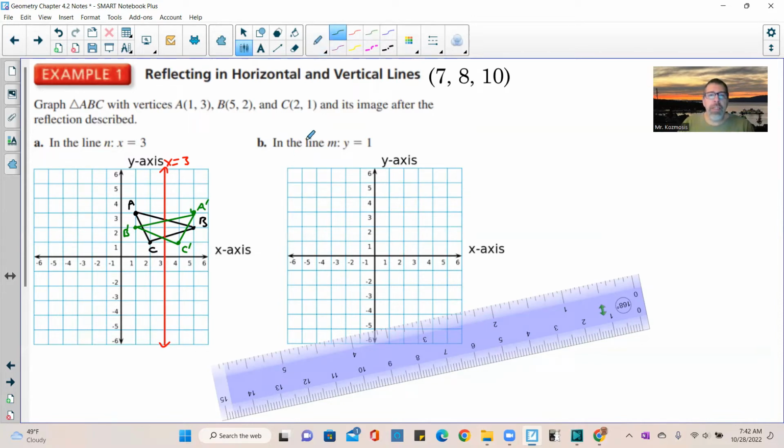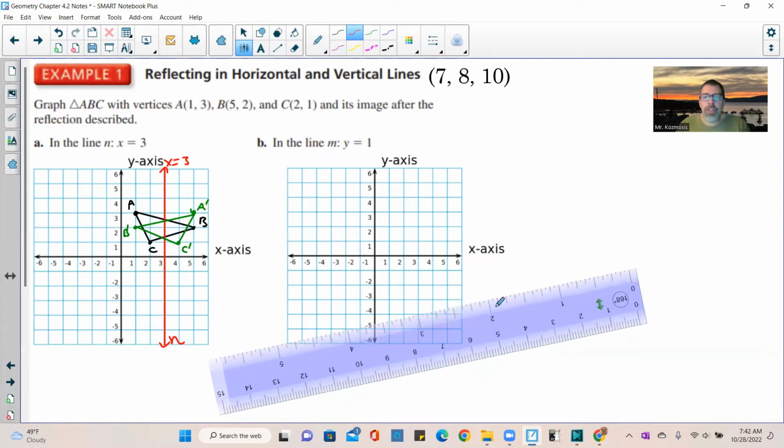Now it says B, so in the line M, which is, oh, I didn't name that line either, by the way. This is line N, so then you'd also label the line. I didn't do that. I just said x equals 3. Now we're going to do the line M, y equals 1. So let's do that first.